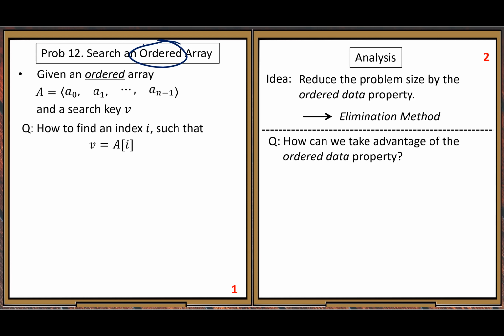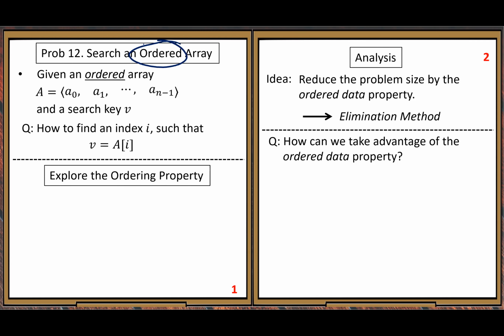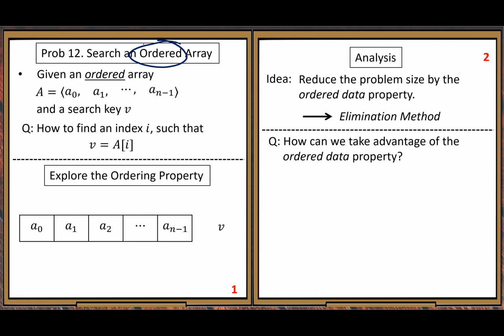This is the search key. The search key is in what location in the array? If you have the ordered data property, you can make a good prediction. If the data is unordered, you cannot make that good prediction. That's the key difference. Explore the ordering property. So let's look at a typical situation. This array is ordered, ascending order, with a new search key V here.